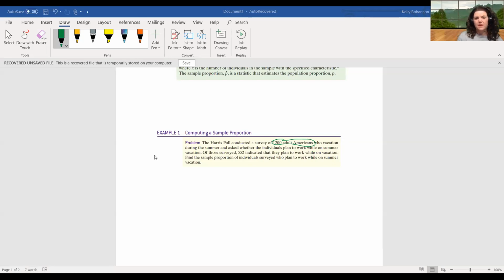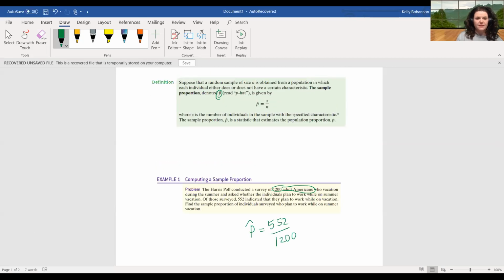So that means I'm going to get a sample proportion, so I'm going to do p hat. P hat is going to be 552 over 1,200. And yes, you should simplify that. The proportion can be left as a fraction, but a lot of times in statistics we like to use decimals. I personally don't like to use decimals, but statisticians like to use decimals.